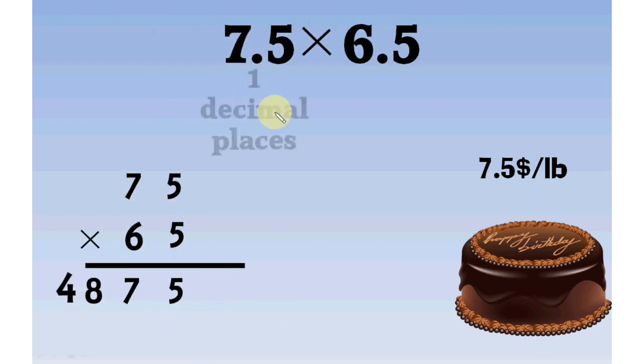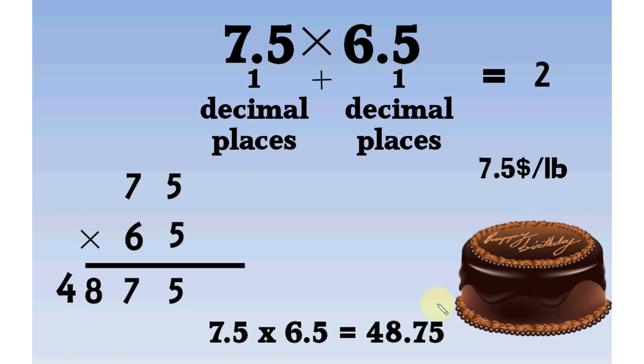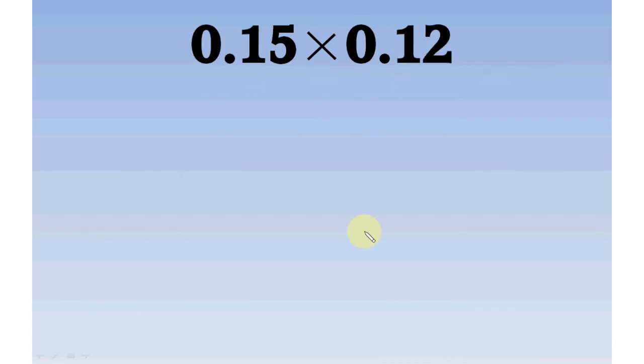Look, in 7.5, we have 1 decimal place. In 6.5, we have 1 decimal place. So, total 2 decimal places. Means, the final product would have 2 decimal places. There would be 2 digits after the decimal. So, the final answer is 48.75. 2 digits after the decimal. 7 and 5. This cake costs $48.75. So, just do simple multiplication. And then put the decimal at the right position in the end. Simple steps.